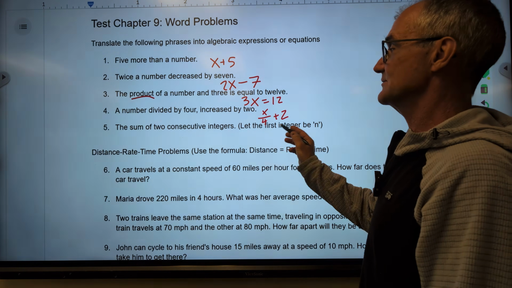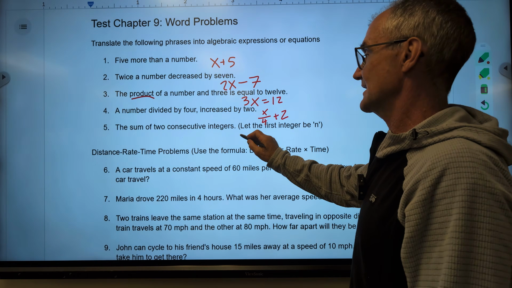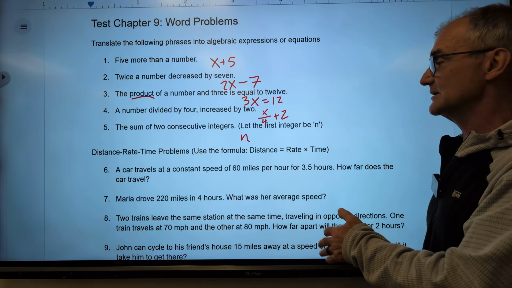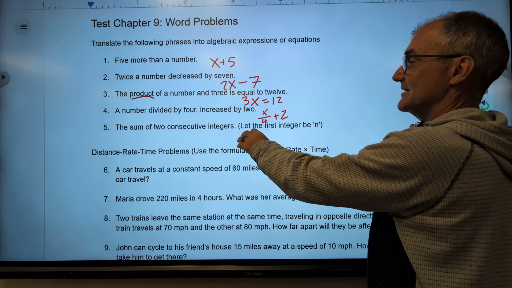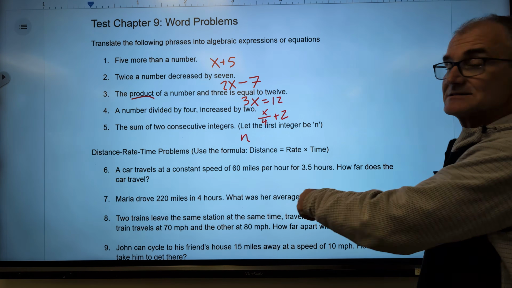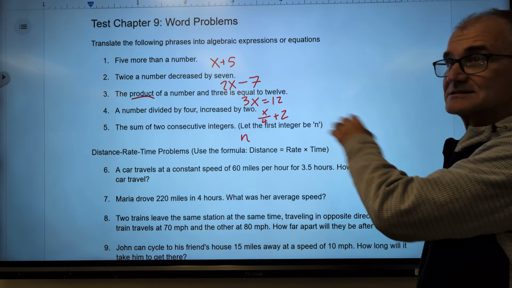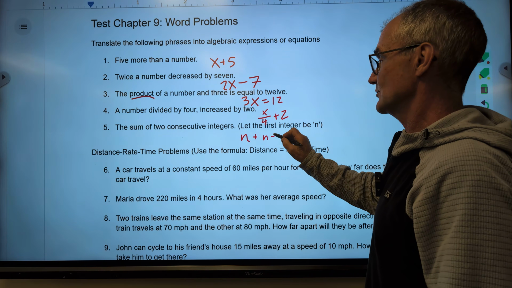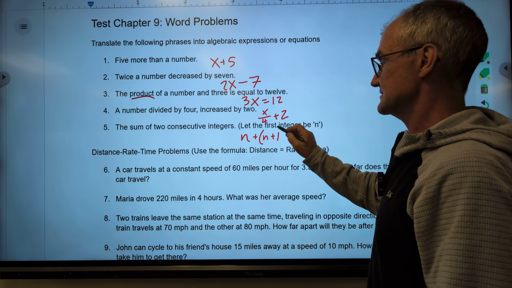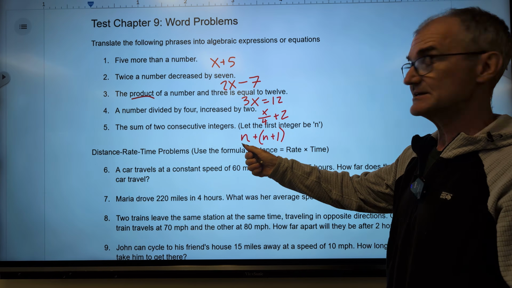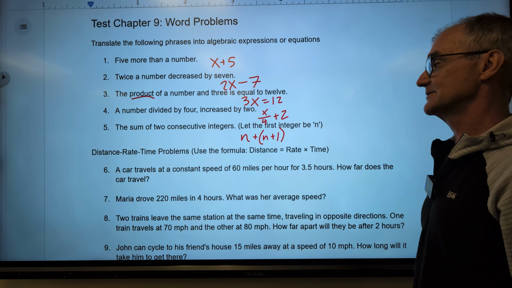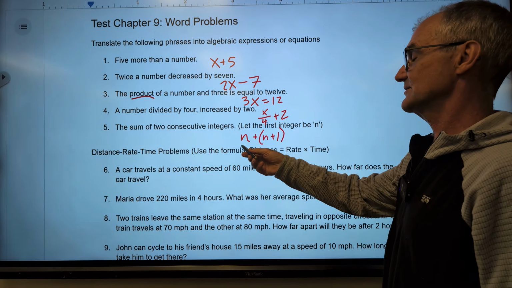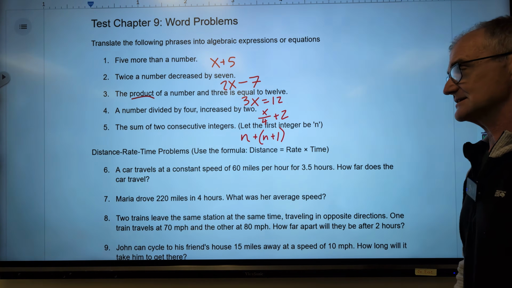The sum of 2 consecutive integers. So I have an integer. An integer is a counting number like 1, 2, 3. So let's say this is 5, and I want to take that 5 and the next one in the series, 5 plus 6 is what I'm looking for. So if this is n, the next one would be n plus 1. So this is my first number, whatever it is. This is my consecutive number. Right? So if this were 5, this would be 6, and the sum of 2 consecutive integers would be that 5 plus that 6, or an 11.